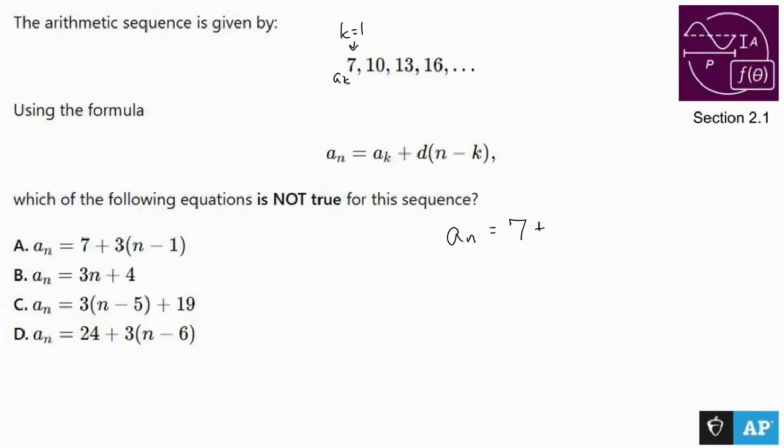Now, it looks like what we have to do in order to get from one number to the next is add 3 every time. So my common difference is going to be 3. So let's not forget to plug that in. So 3 times n minus k, which is n minus 1.